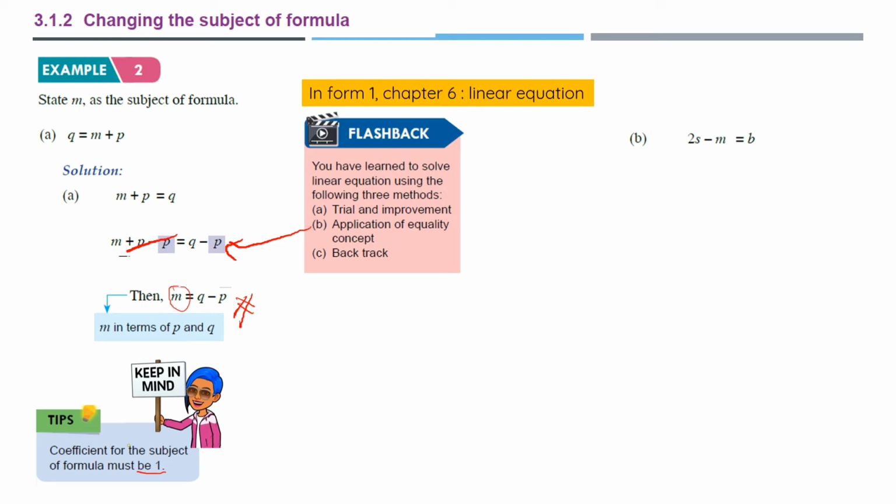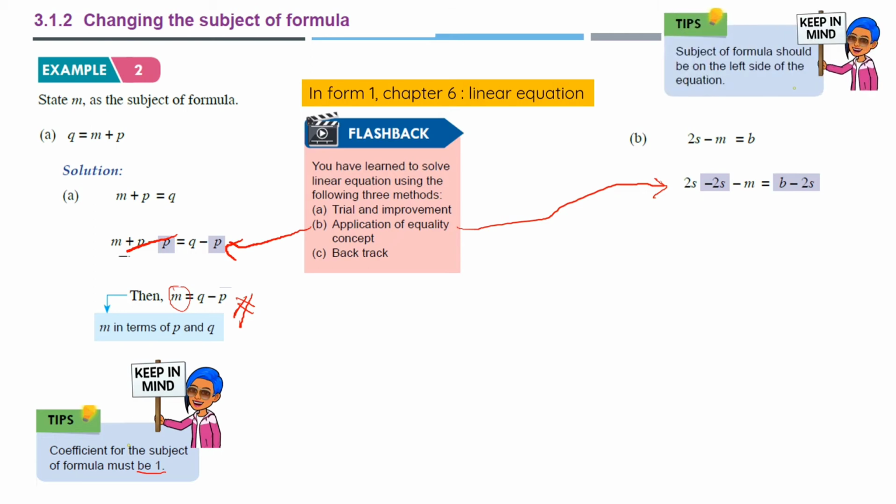Let's look at question B. 2s minus M equals b. Minus 2s: 2s minus 2s minus M equals b minus 2s. Once again you see the application of the equality concept, where both the left side and right side are subtracted by 2s. Another tip to keep in mind: the subject of the formula should be on the left side of the equation.